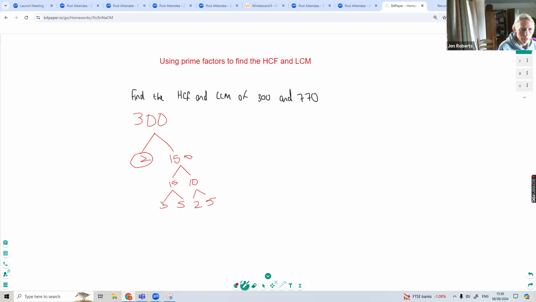Generally, I don't bother writing them in index form, but I do always check that they multiply to make the number. So I get my calculator: 2 times 3 times 5 times 2 times 5. Yes, it's 300.